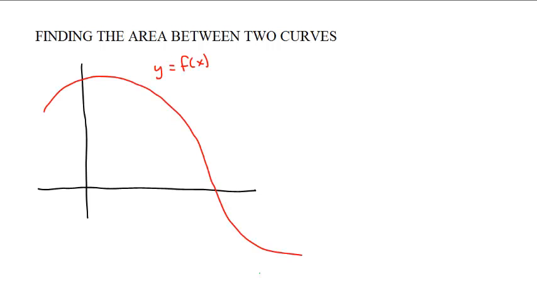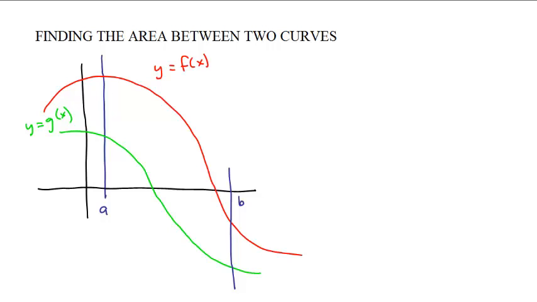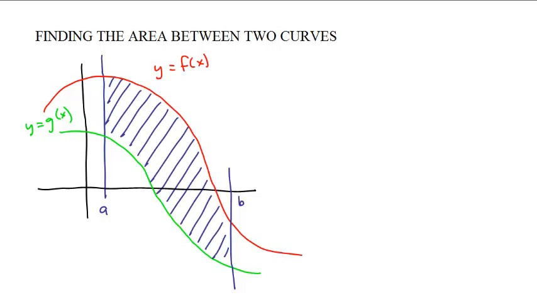The lesson for today is called Finding the Area Between Two Curves. Let's say we have our x and y coordinates, and we have a function y equals f of x, and a function y equals g of x, and we want to find the area between these two curves from, let's say, x equals a to x equals b. We want the shaded-in area in between.